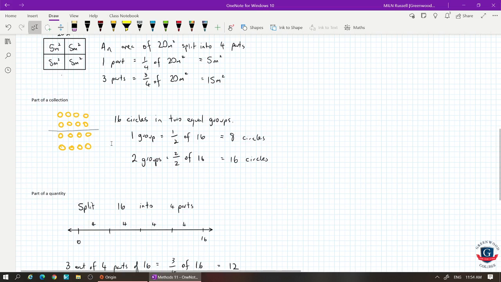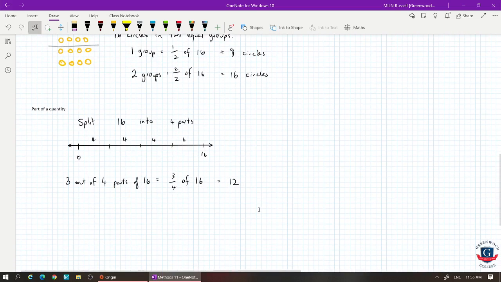So we've got a collection of 16 circles, and we split it into 2 equal groups. There you go. It's 1 group here, 1 group here. 1 group out of the 2 groups of the total 16 circles would be 1, 2, 3, 4, 5, 6, 7, 8, because that's the amount in one of the groups. So if I look at 1 group out of 2 of my whole 16 circles, I would have 8 circles. If I looked at the whole of both groups, 1 group, 1 group, 2 groups, out of a collection that's split into 2 groups with a total of 16 circles, it would be all 16 circles, because I'm counting both groups. That's what this 2 at the top here indicates.